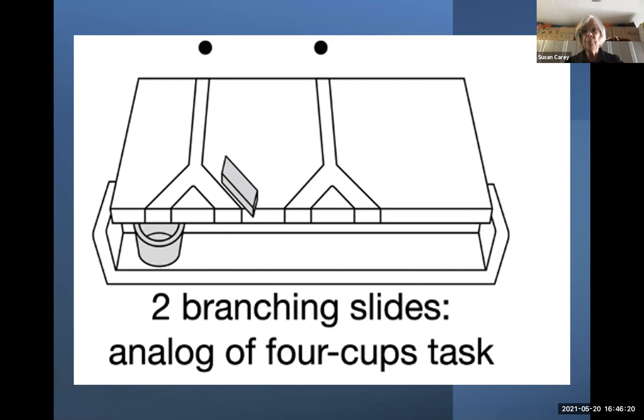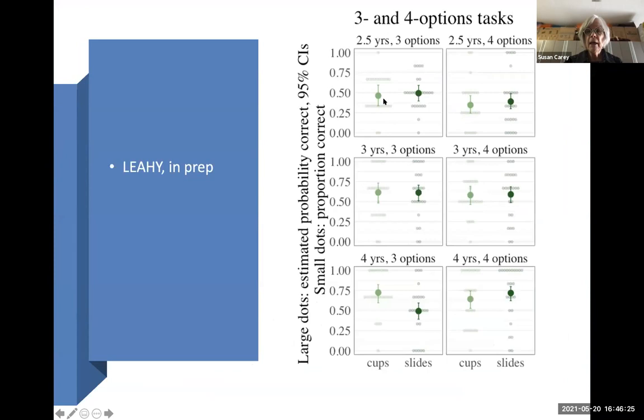What do you get? Here are the 2.5-year-olds, 3-year-olds, and 4-year-olds. And the left is the cups task, the right is the slides task. You couldn't have more identical distributions here, right? 50-50 choice of the certain option. The only case they're different, they're worse on the slides task. And that was an artifact of the training that we did.